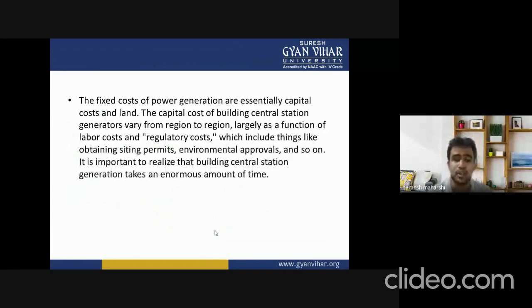The capital cost of building central station generators varies from region to region, largely as a function of the labor cost and the regulatory cost, which includes things like obtaining siting permits, environmental approvals, and so on. It is important to realize that building central station generation takes an enormous amount of time.